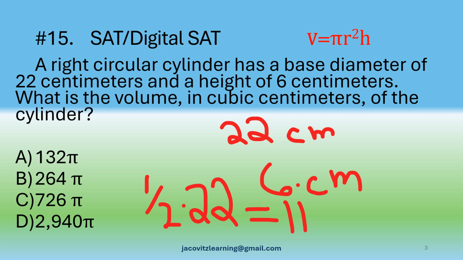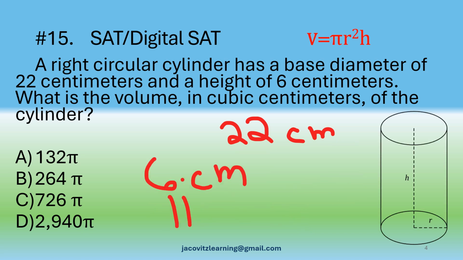A right circular cylinder has a base diameter of 22 centimeters and a height of 6 centimeters. What is the volume in cubic centimeters of the cylinder? Now, this is why I wrote this half of 22, because here is finally a better drawn right cylinder. You guys know that when you divide 22 by 2, you get 11. A lot of people are ready to just go ahead and take the 22, but here's the problem with that. This is the radius.